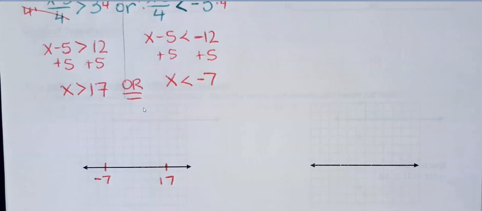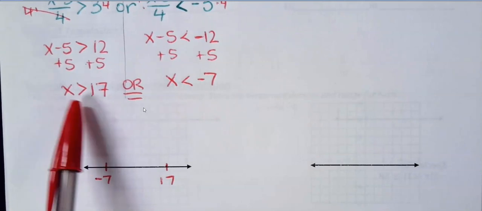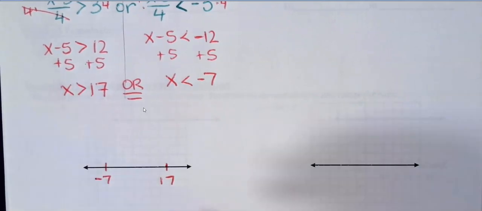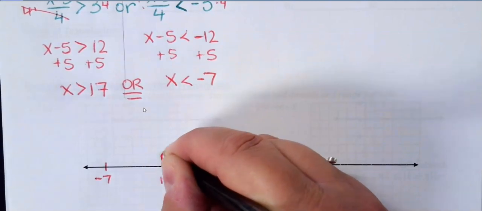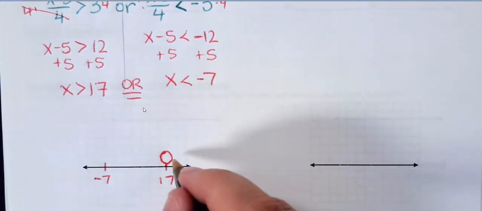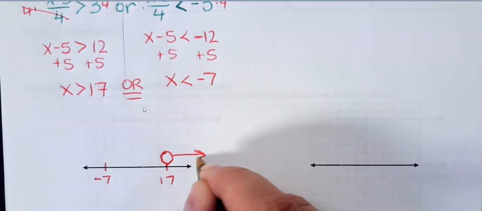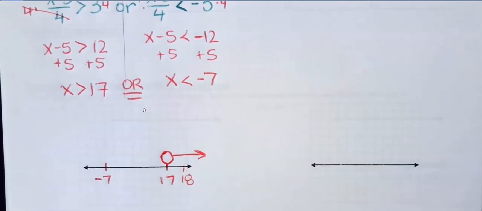So if I've got the 17, this says x is greater than 17. At 17, would you have an open circle or a closed circle? Leave it open, so 17 is not part of the answer. Any number bigger than that, so like if we plugged in 18 or 19 or 20 or whatever, those would all make that inequality true.